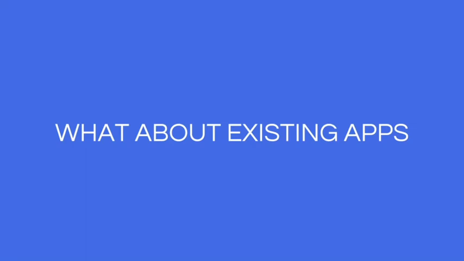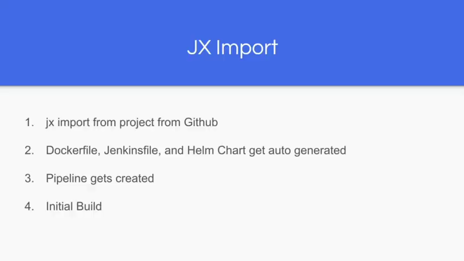So what about existing apps? If you have existing Java apps or whatever, there's a command for that. You can read up the documentation about the import command, that you can say JX import, and you can give it the URL to your Git repository for that project. You can also JX import from your local hard drive just by giving it the path to the application there. And it will then try to put that application in Git.